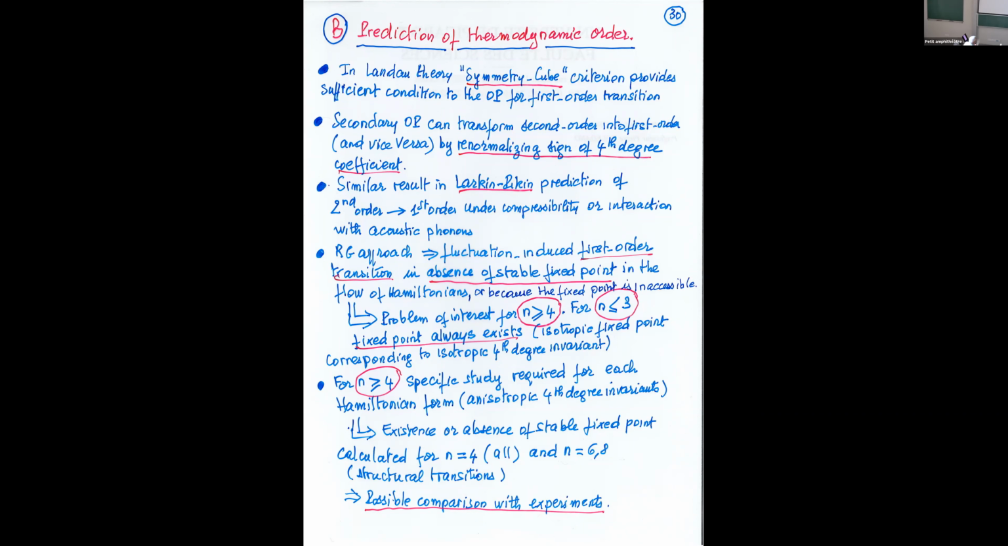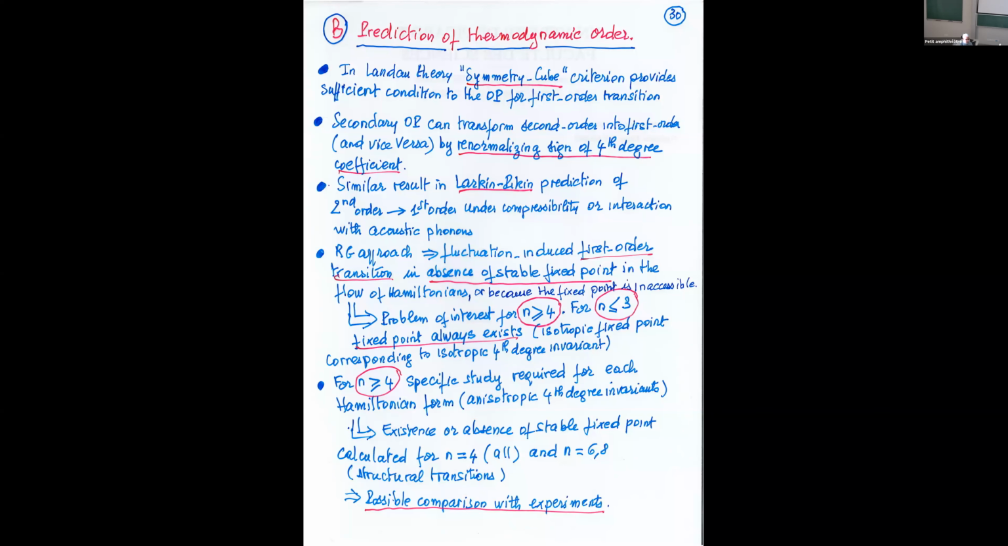So the renormalization group, at some moment, since it was not easy to have people measuring critical exponents, most of the papers were mainly focusing on fluctuation induced first order phase transition in the absence of a stable fixed point in the flow of the Hamiltonian, or because the fixed point is not accessible.